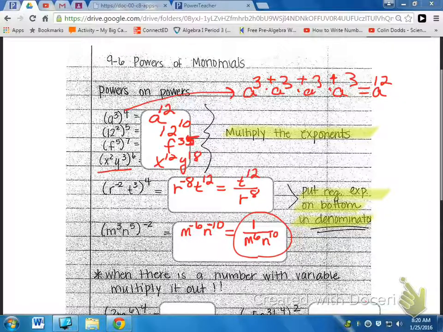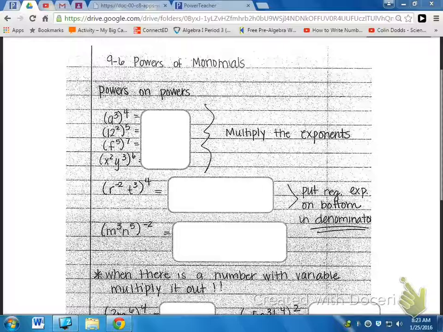That was some of the downfall on your quiz. Some of you took stuff and you multiplied it out, but you forgot to take the negatives to the denominator, so don't forget to do that. Questions about that? All right, let's see what else we have here.